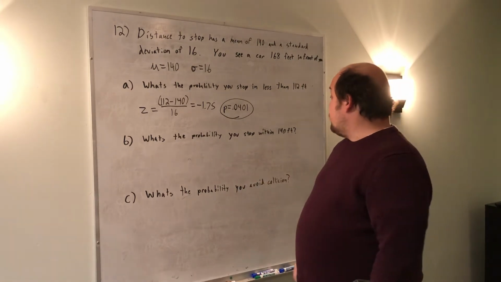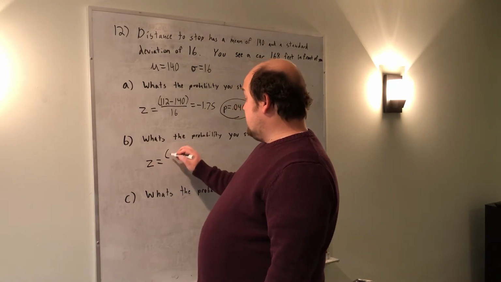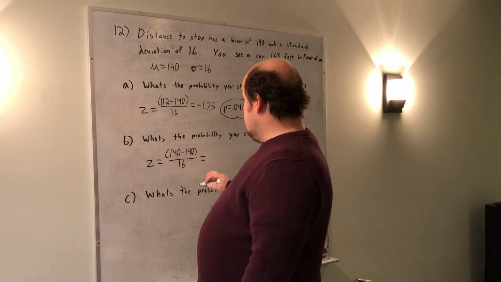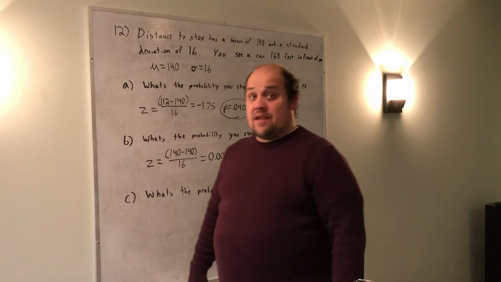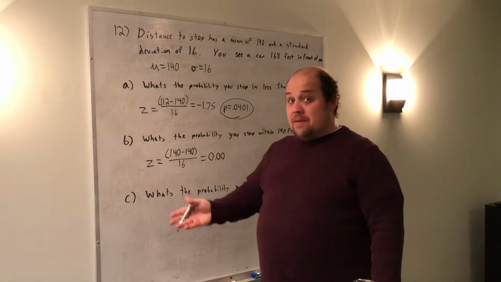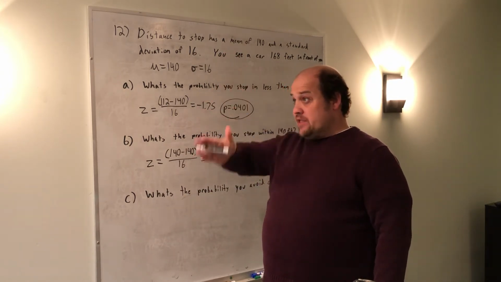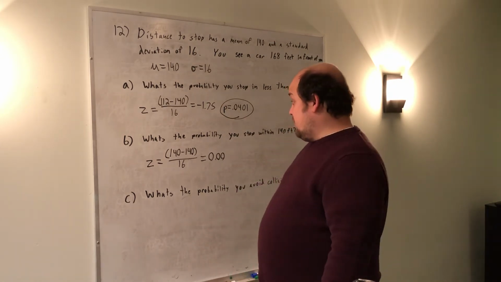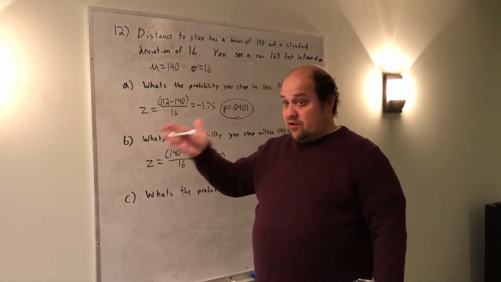For part B, it asks, what's the probability you stop within 140 feet? Again, I can do this with a z-score, 140 minus 140 over 16. That gives me 0.00. Really, this is asking me what's the probability that I stop less than the mean. The mean, median, and the mode are all the same. So in this case, it's really asking what's the probability I'm on the left half of the graph. For that to be true, the probability would be 0.5000 because again, you're right in the median, you're splitting it 50-50.